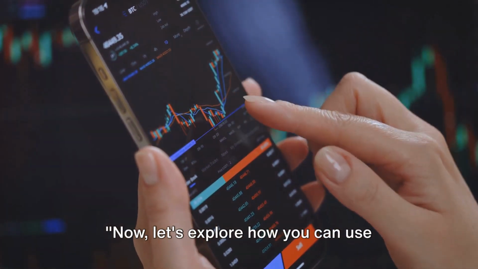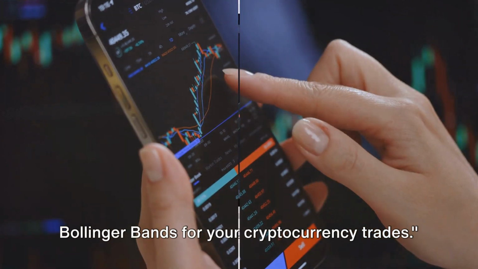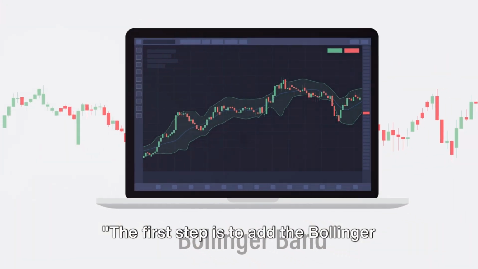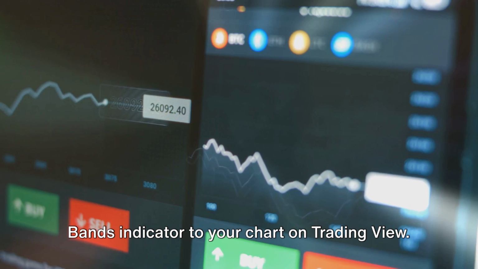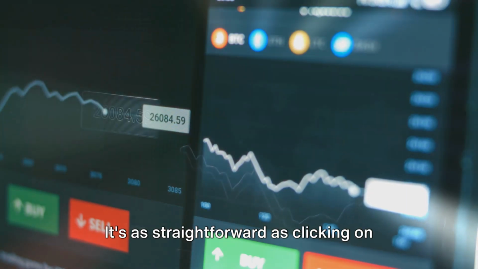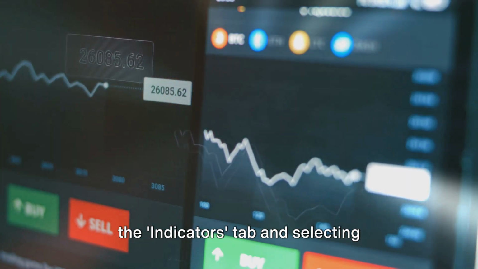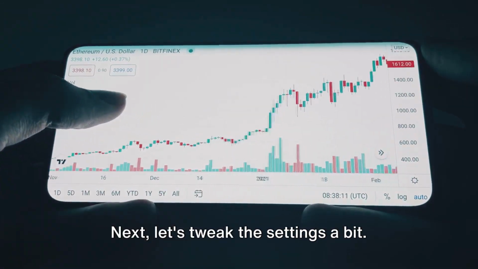So, whether you're trading Bitcoin, Ethereum, or any other cryptocurrency, Bollinger Bands are a must-have tool in your trading arsenal. Now let's explore how you can use Bollinger Bands for your cryptocurrency trades. The first step is to add the Bollinger Bands indicator to your chart on TradingView. It's as straightforward as clicking on the Indicators tab and selecting Bollinger Bands from the drop-down menu.